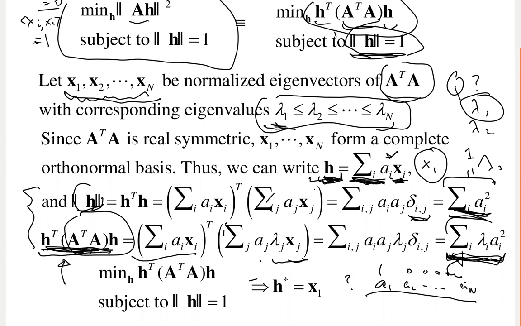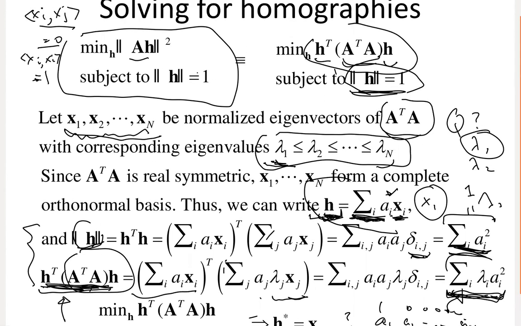And by the way, this is the solution needed for your homework. You may not need to understand the derivation here, but you should know the solution. The solution, therefore, is the eigenvector of A transpose A with the minimum eigenvalue.